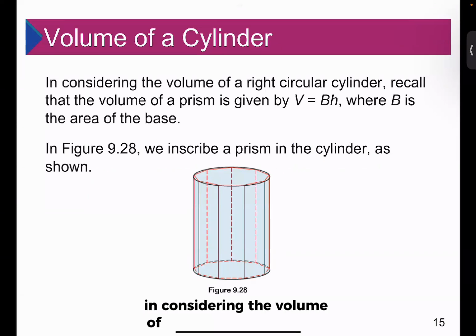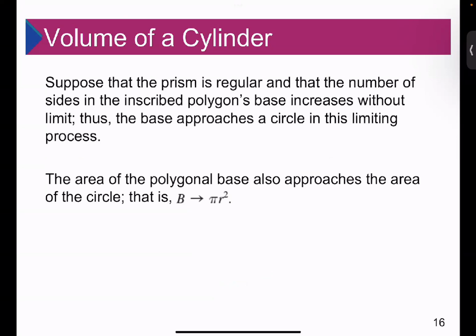In considering the volume of a right circular cylinder, recall that the volume of a prism is given by capital V equal to the base area B times H. In figure 9.28, we inscribe a prism in the cylinder as shown. Suppose that the prism is irregular and that the number of sides in the inscribed polygon increases without limit. Thus, the base approaches a circle in this limiting process.